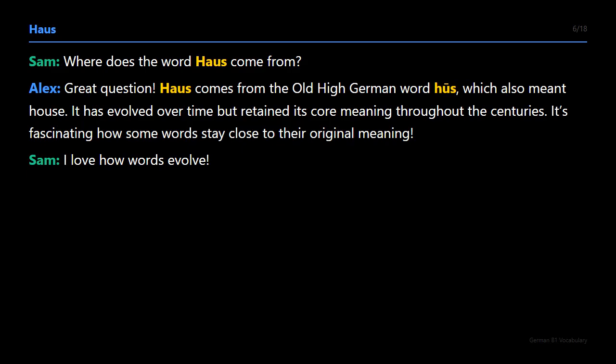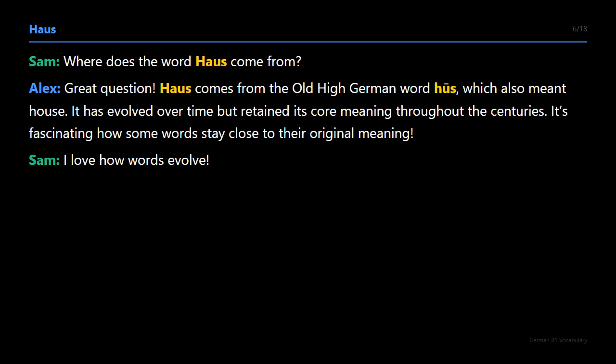Where does the word Haus come from? Great question. Haus comes from the Old High German word hûs, which also meant house. It has evolved over time but retained its core meaning throughout the centuries. It's fascinating how some words stay close to their original meaning. I love how words evolve.